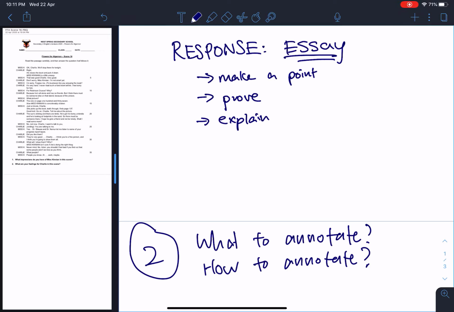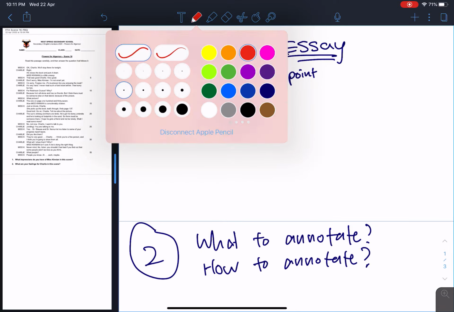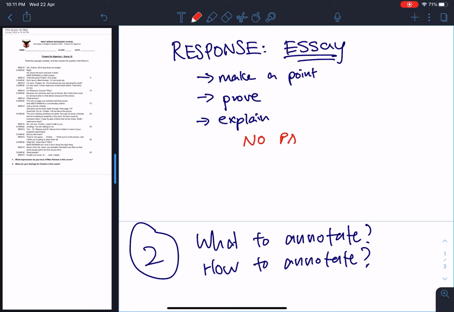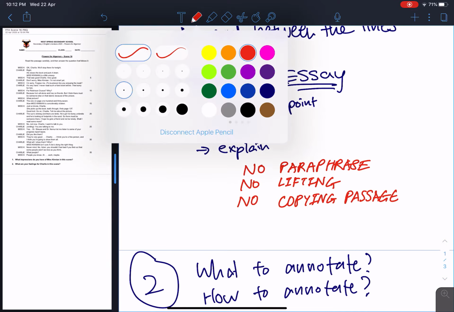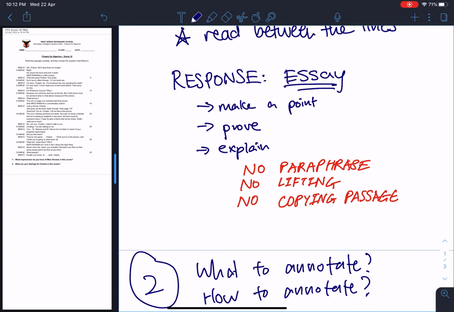And we know that proving a point requires evidence. You explain what that means. Here, ladies and gentlemen, when we are talking about explaining, let me change ink so you know: no paraphrase, no lifting. Lifting means copying. Don't copy the passage. The passage is already there, I already printed it for you. Why would I want you to copy it? Don't describe. I need you to tell me what you learn about the characters.